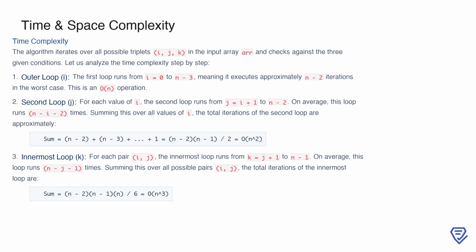O(n squared). After that, the innermost loop iterates from k equals j plus 1 to n-1. For each pair of i and j, this loop runs about n-j-1 times. Summing over all pairs i, j, the total number of iterations becomes (n-2)(n-1)n/6, which scales as O(n cubed). This nested loop structure, therefore, dominates the time complexity of the algorithm.